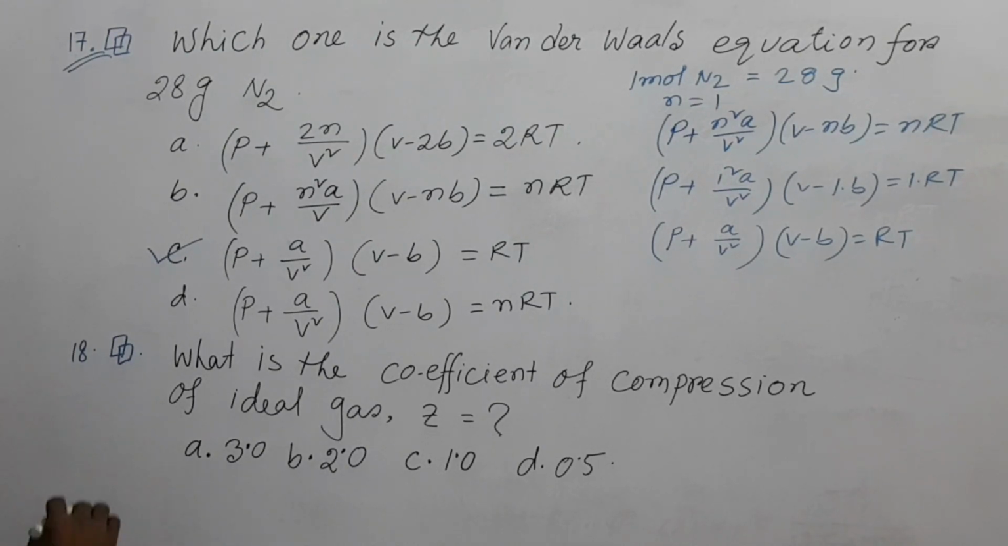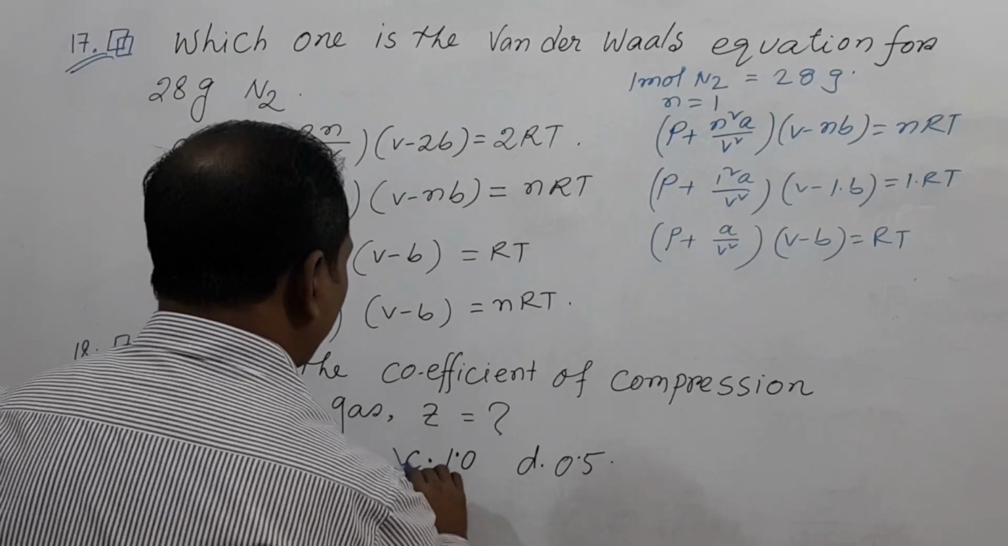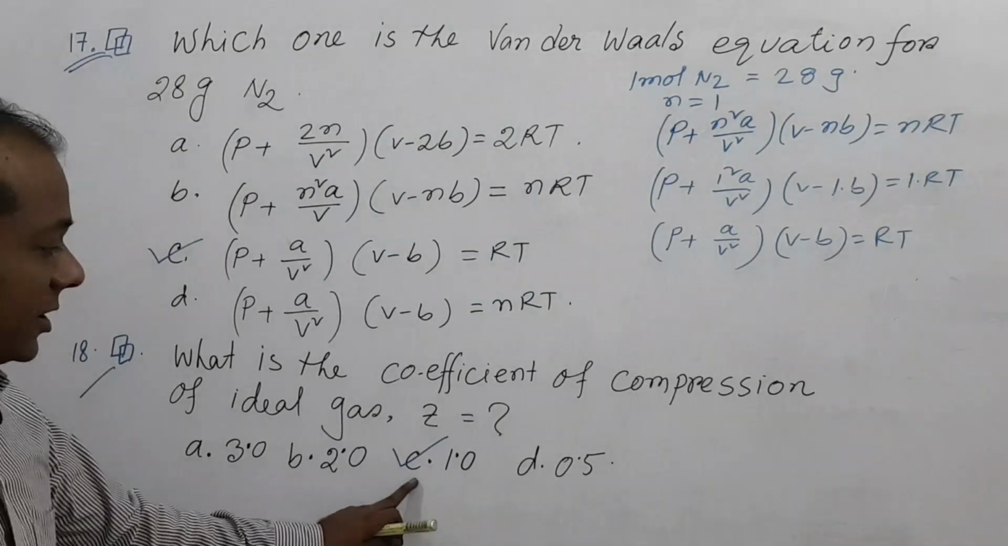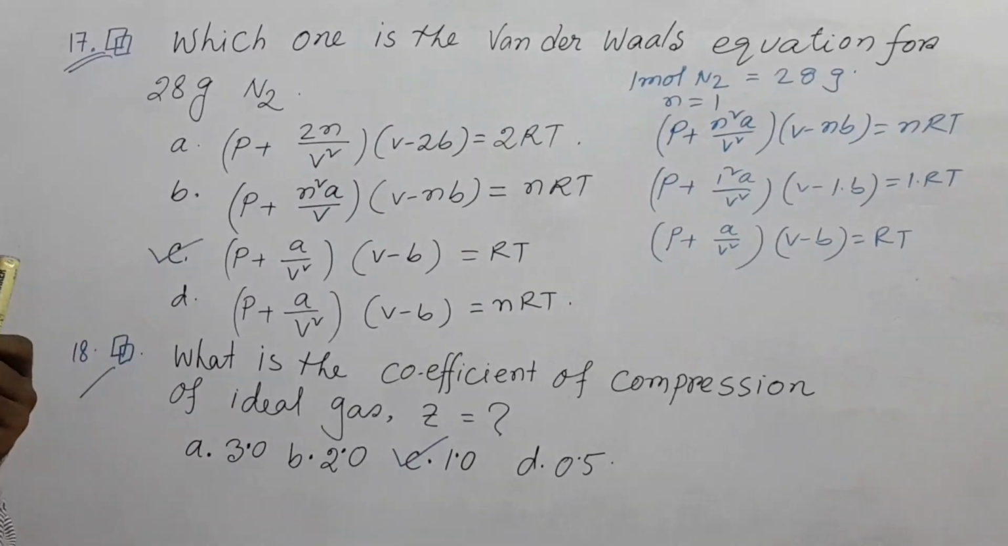Now question number 18. What is the coefficient of compression of ideal gas? That means Z equal to what? We know that for ideal gas the coefficient of compression is 1. So the option is C, and the correct answer is C.